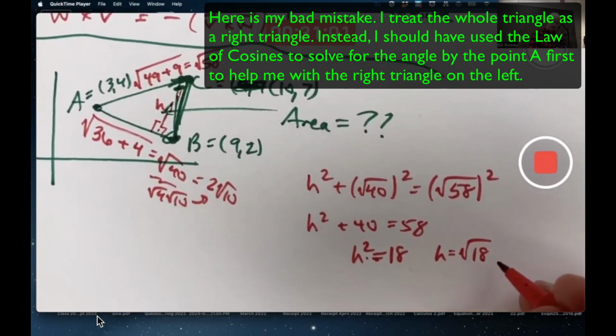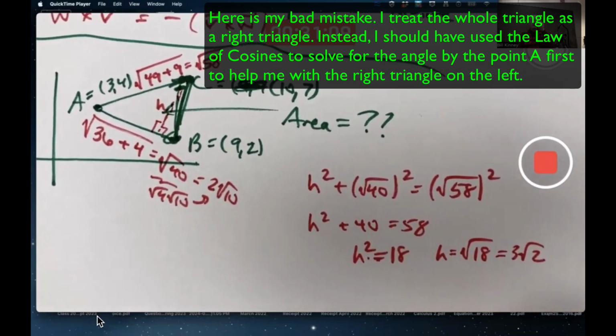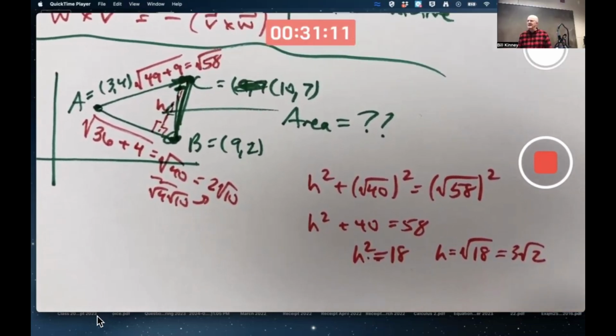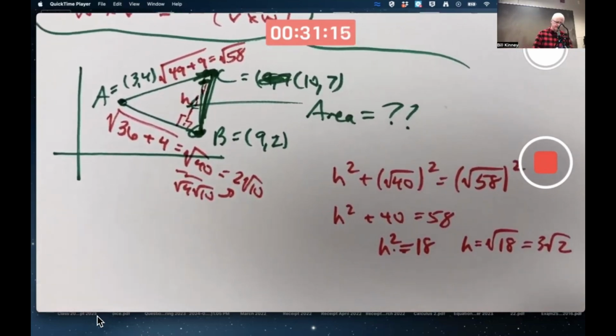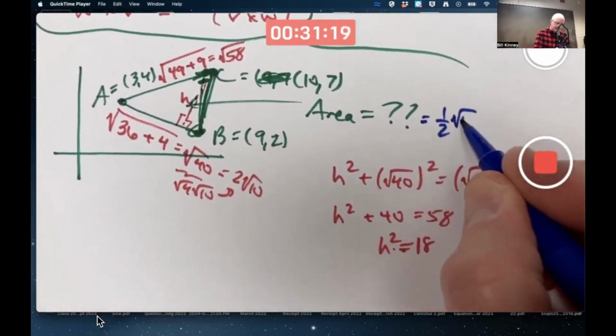Square root of 9 times square root of 2. 3 root 2. Look good, no mistakes? So it looks like the area of the triangle is 1/2 base times height.